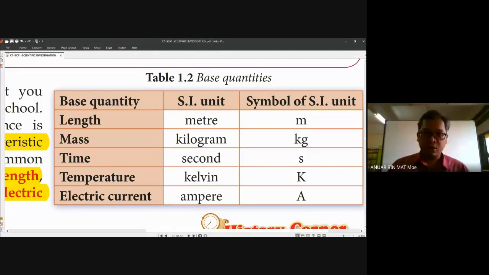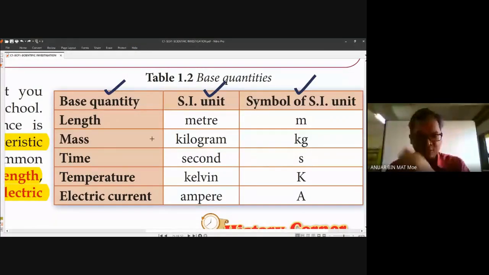And then number 3 is the symbol of the SI unit. The symbol of the SI unit for length is small letter m. So you must memorize this. For base quantity, you must be able to identify the base quantity, their SI unit, and their corresponding symbol. How about mass? The SI unit for mass is kilogram, and the symbol is kg. Please make sure you write the correct alphabet, not capital letter but small letter, for meter, kilogram, and second.